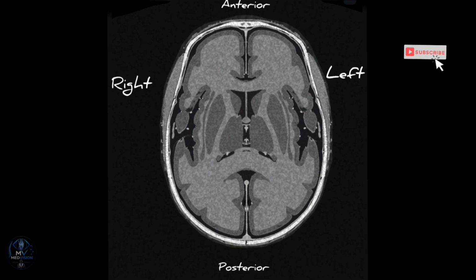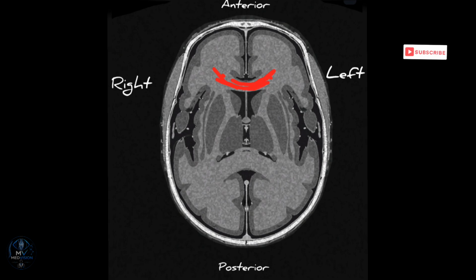If you haven't seen part 1 of this video, don't miss part 1, and coming to part 2, let's start. There is a structure superiorly and medial to the lateral ventricles, the corpus callosum. So this is the area of the corpus callosum.